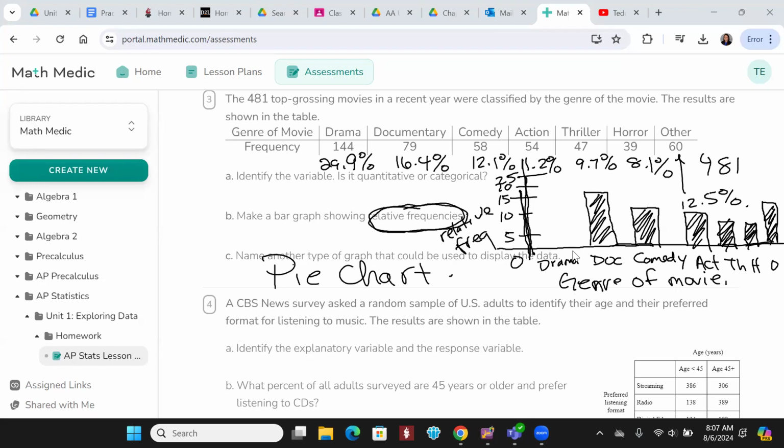All right, looking at number 4, let's do A, B, C, D, and then we'll move on. Okay, so a CBS News survey asked a random sample of US adults to identify their age and their preferred format for listening to music. The results are as shown in the table. Identify the explanatory variable and the response variable.